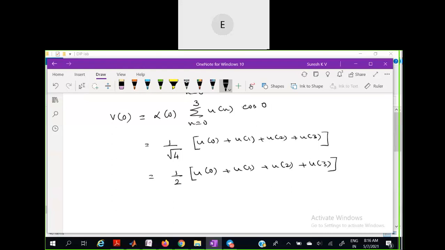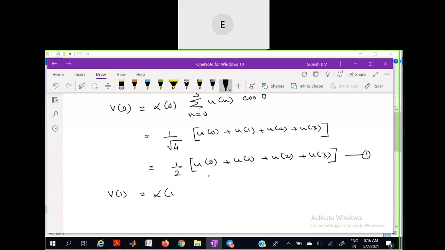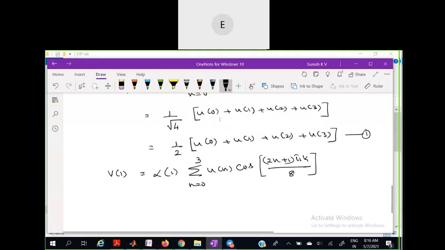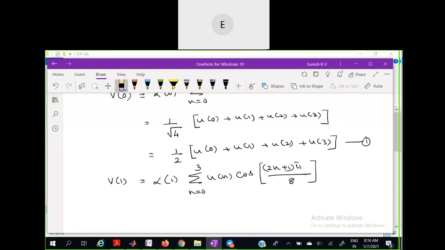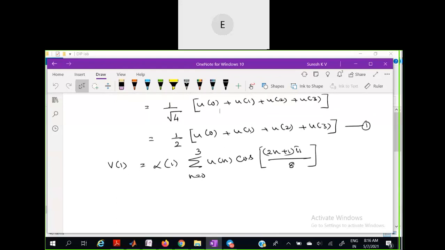Similarly you have to do it for the rest. Probably I'll write it for v of 1. The rest I want you to do, but I'll give you the final matrix. So it is equal to alpha of 1, summation n is equal to 0 to 3, u of n cos of (2n plus 1) into pi k divided by 8. This is the formula. K is 1 in this case, so I can just remove it. Now I have to substitute the value of n, and alpha of 1 is root of 2 by N, with N equal to 4, so it is root of 2 by 4.